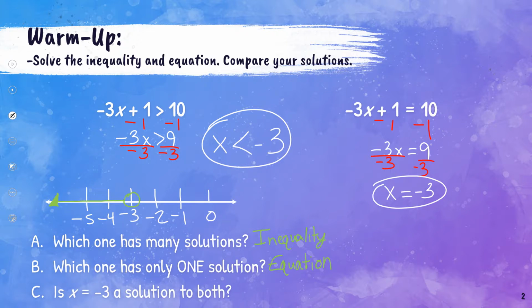And is x equals negative 3 a solution to both? The answer to this is no. X equals negative 3 is not a solution to both, because if you look at the inequality, it was just less than, not less than or equal to. So although it approaches negative 3 from the left, it is not going to actually equal negative 3.